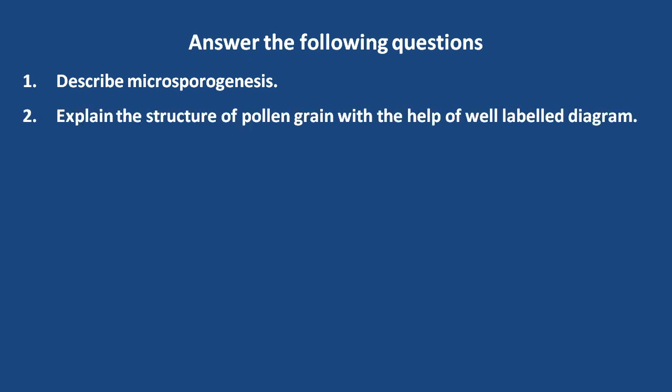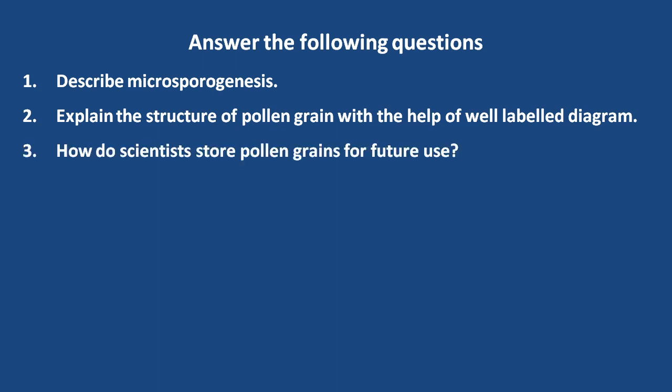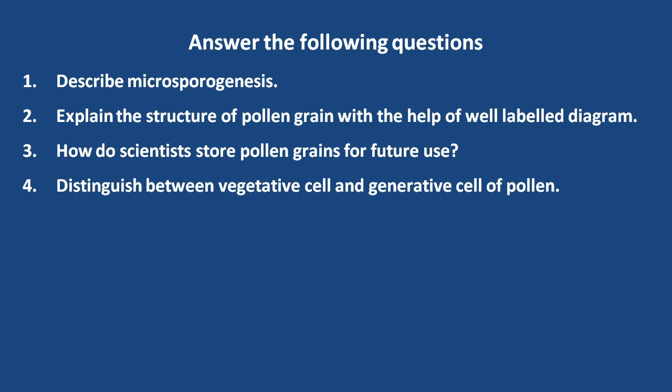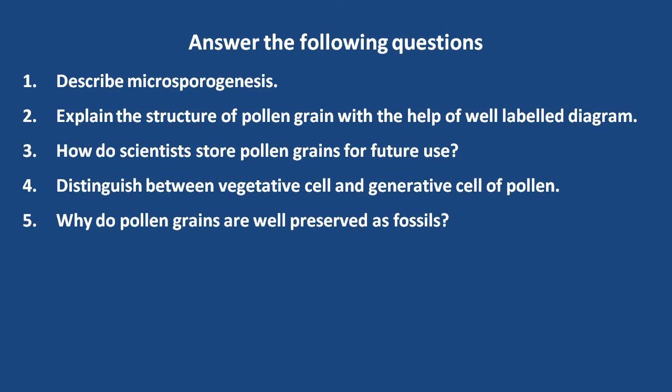Now with this we have completed the topic microsporogenesis. So you need to answer these questions. First question asks you to describe microsporogenesis. Second, you need to explain the structure of pollen grains with the help of well-labeled diagram. Third, you have to explain how do scientists store pollen grains for future use. Fourth, you need to distinguish between vegetative cell and generative cell of pollen grain. Fifth, you have to give reason why pollen grains are well preserved as fossils.